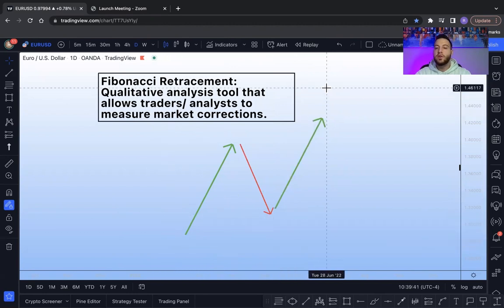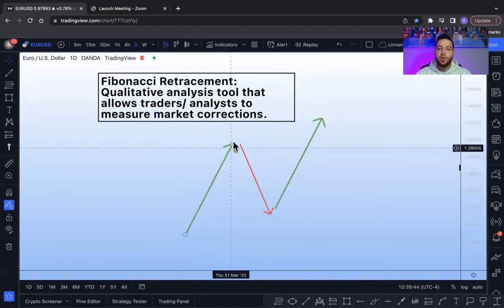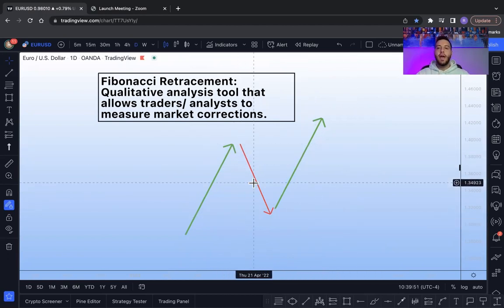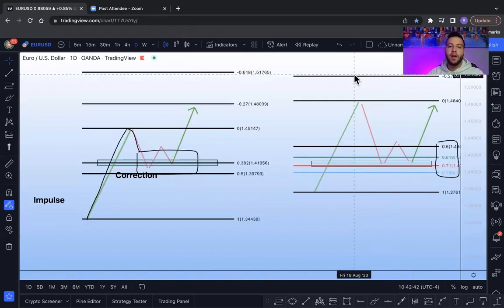If markets don't move in a straight line, they move in patterns of pushes and then pullbacks, pushes, and pullbacks. The Fibonacci retracement tool allows you to measure the pullback so you can have the most accurate entry when looking to trade a trend. There are two main types of corrections in the market. The first one is a shallow correction or a shallow retracement. And the second one is a deep pullback, deep correction, or a deep retracement.